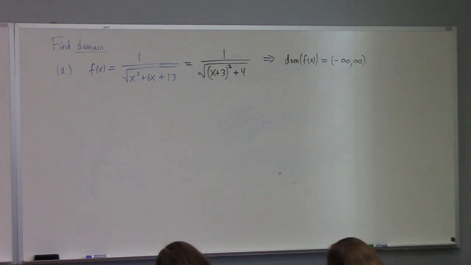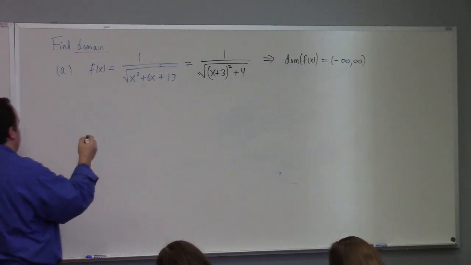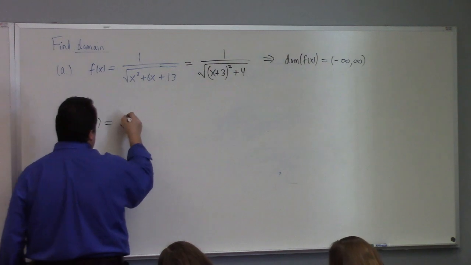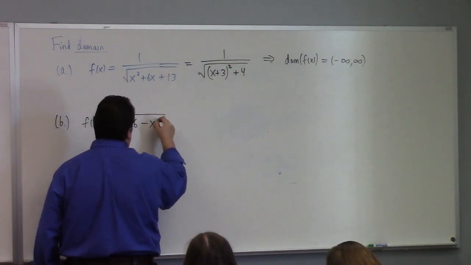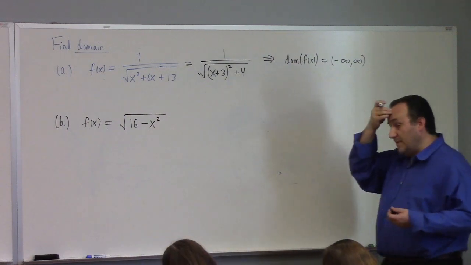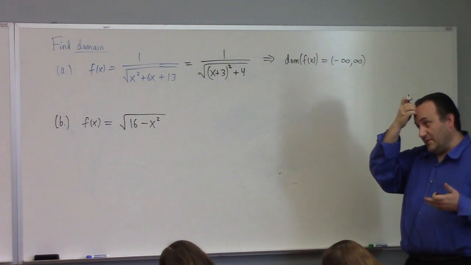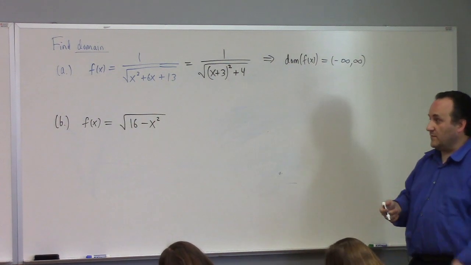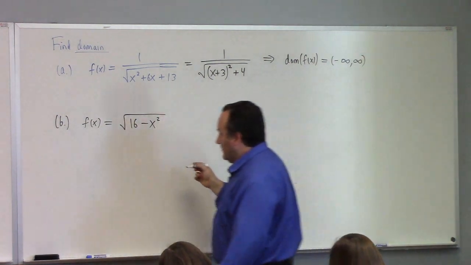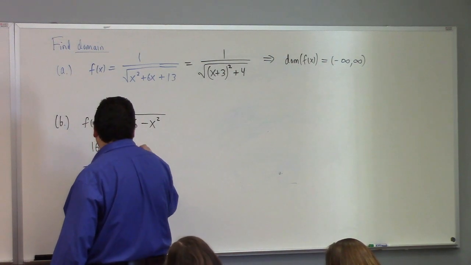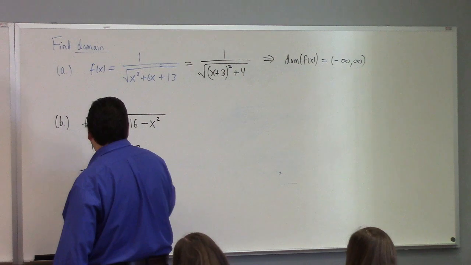In contrast, here's a hint for part B, something like f of x equals the square root of 16 minus x squared, right? This one, what's the domain? We look at real functions of a real variable, right? So we need to be inputting a real value into the square root. What do we need? We need to solve 16 minus x squared greater than or equal to 0, right?